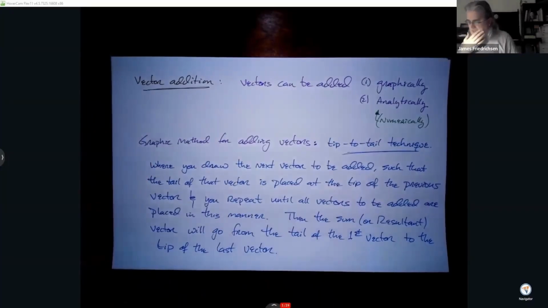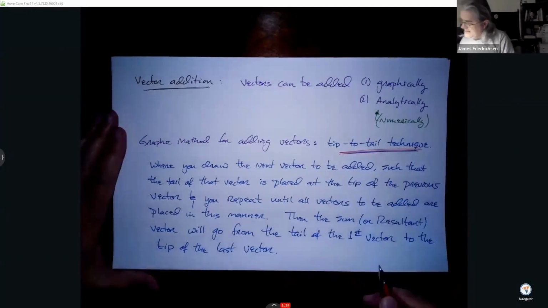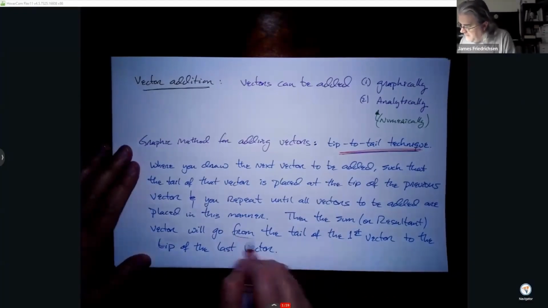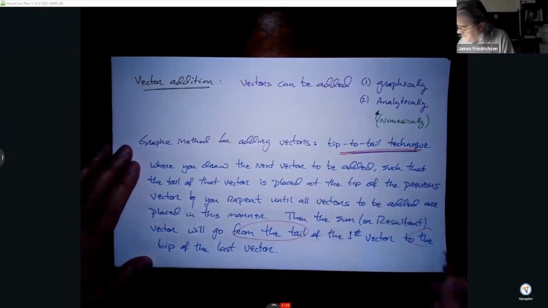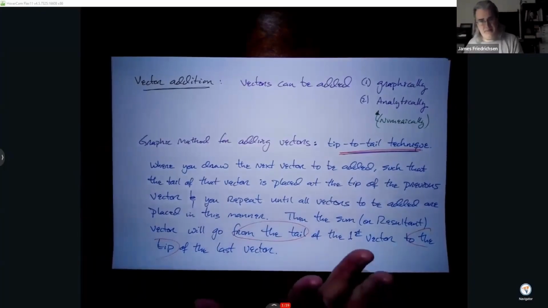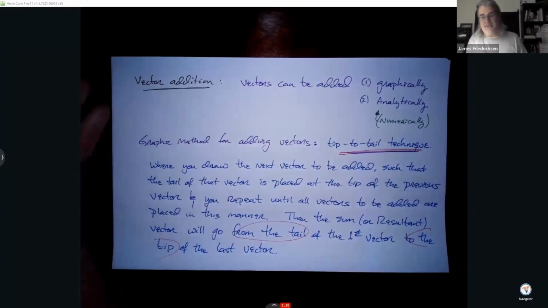Okay. And that's probably the difficult part of the tip to tail technique, is that when we look at our resultant, we go from the tail to the tip. So it goes tail to tip on the last one, not tip to tail. Okay. So it's easy to get it backwards, but with some practice, you won't.